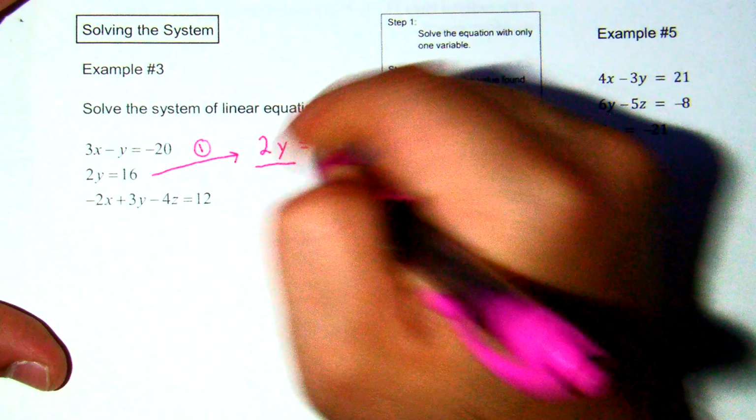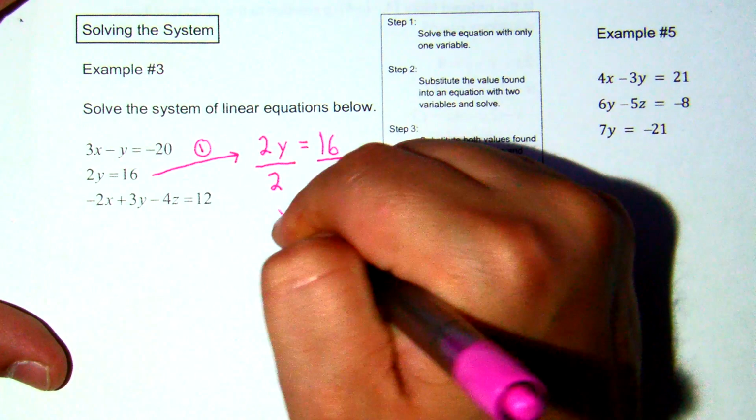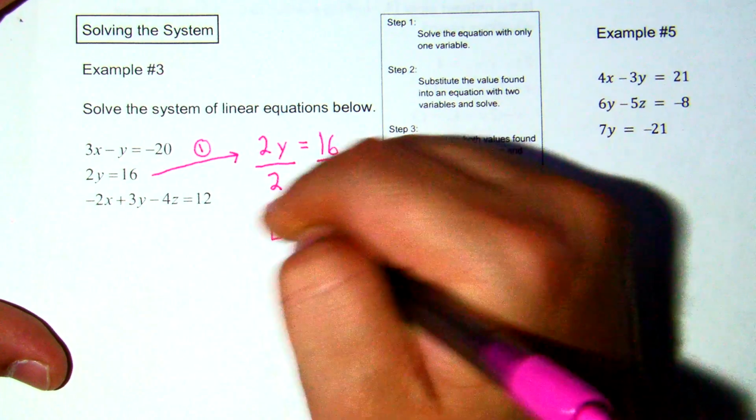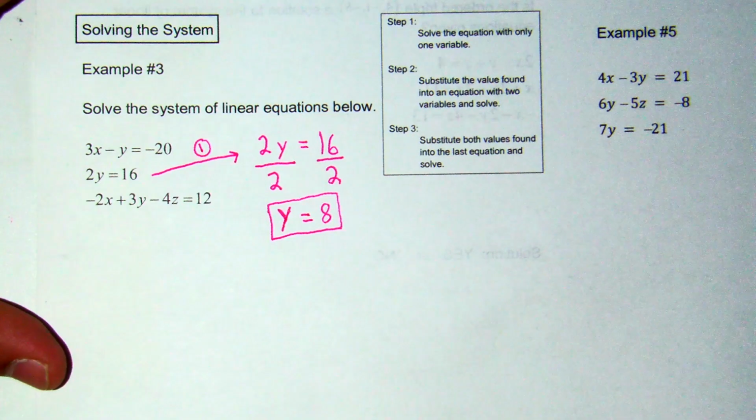is division. So we divide both sides by 2, and what we get is y equals, and 16 divided by 2 is 8. What we have right now is one part of our solution. Remember, we still need an x and a z.